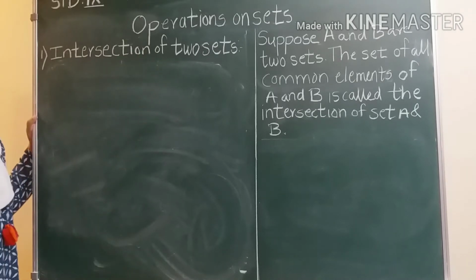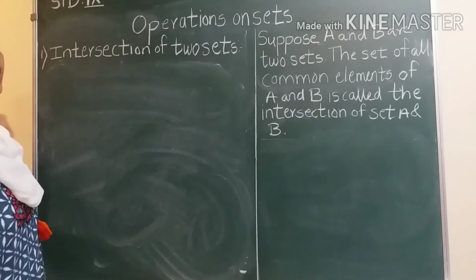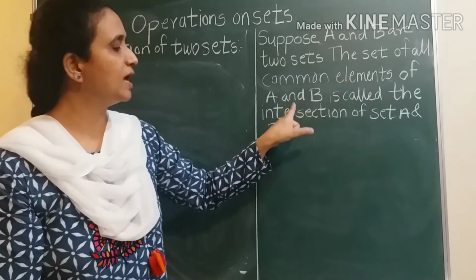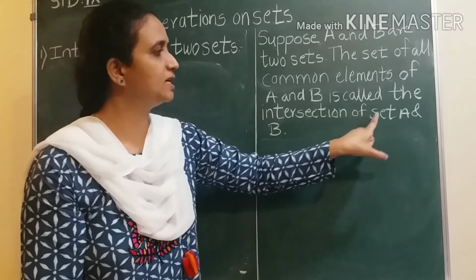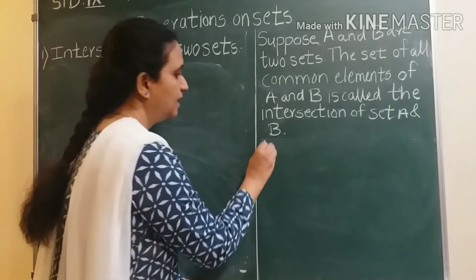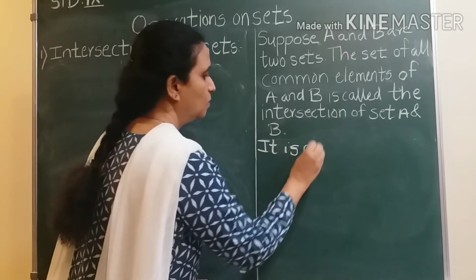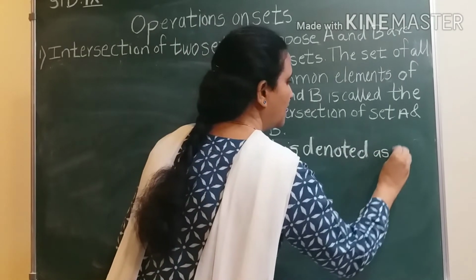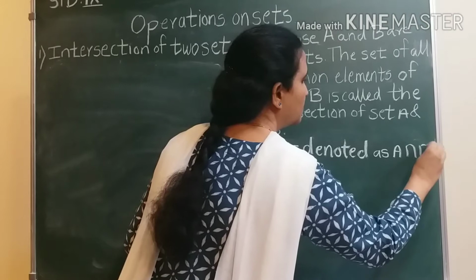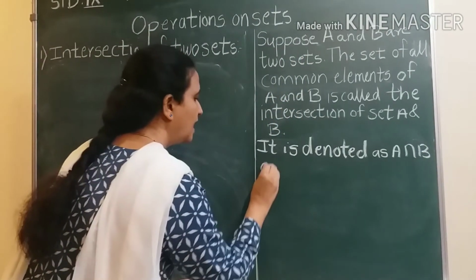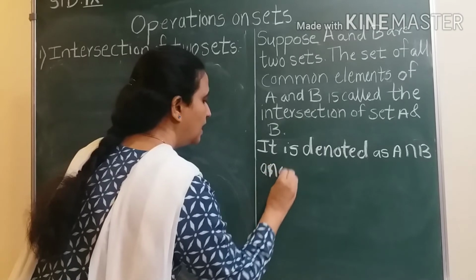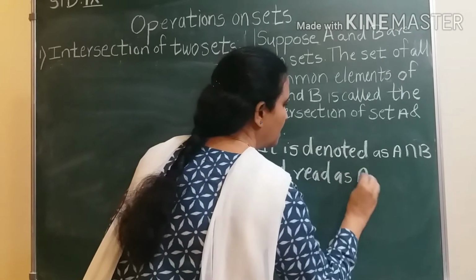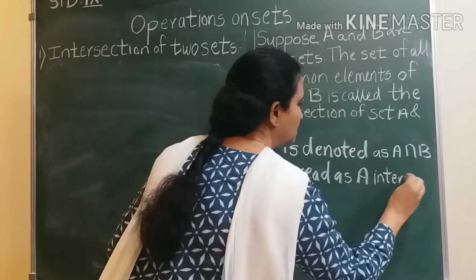What do you mean by intersection of two sets? Suppose we have two sets A and B. The set of all the common elements of A and B is called the intersection of set A and set B. It is denoted as A intersect B and it is read as A intersection B.